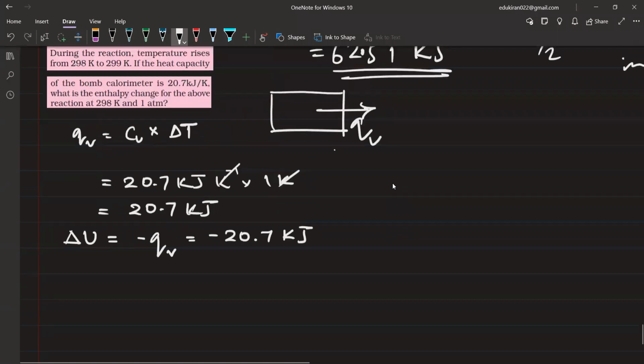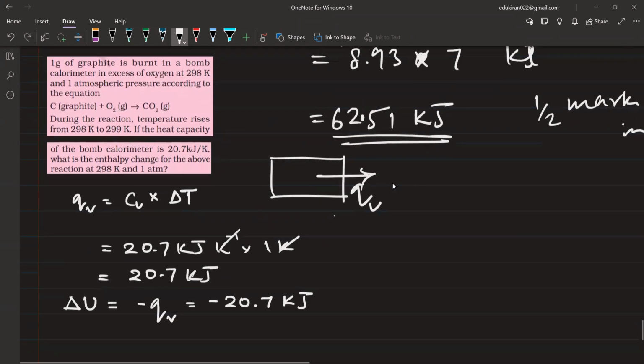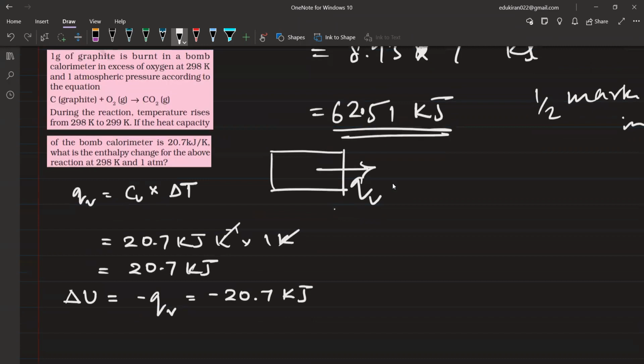Now, delta U will be equal to minus 20.7 kilojoule. Now, what are they asking? They are asking, what is the enthalpy change? क्या पूछ रहे हैं वो? They are asking the enthalpy change for the above reaction at 298 Kelvin at 1 atm pressure. Now please see. How many moles of graphite are we using in this particular equation? 1 mole, right? Yes or no, guys? Yes, 1 mole.